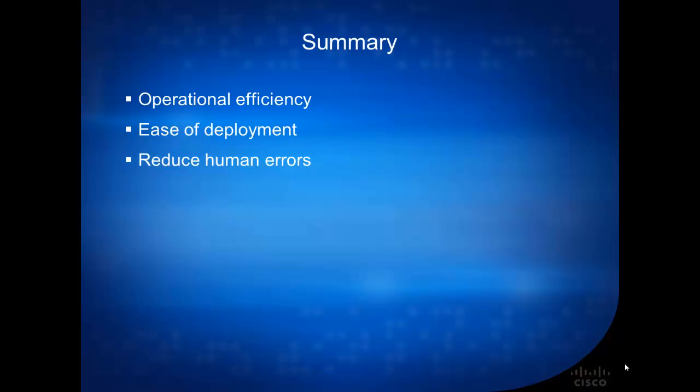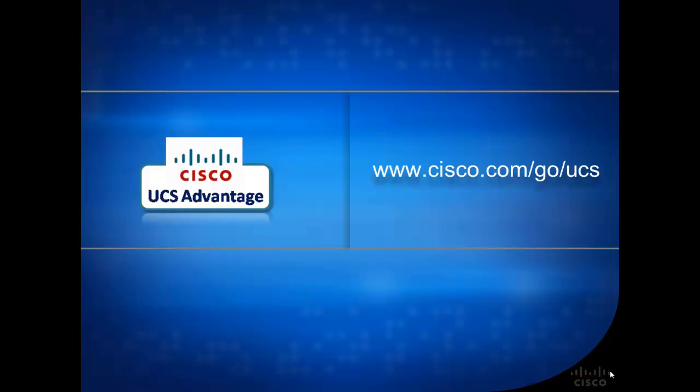It really eases the deployment, and because it's already been predefined, the likelihood of error has been drastically reduced. This ends this UCS Advantage video, where we show how unique capabilities in the Cisco UCS can lead to simplified deployment models with much faster service turnaround to meet the increasing demands of the business.